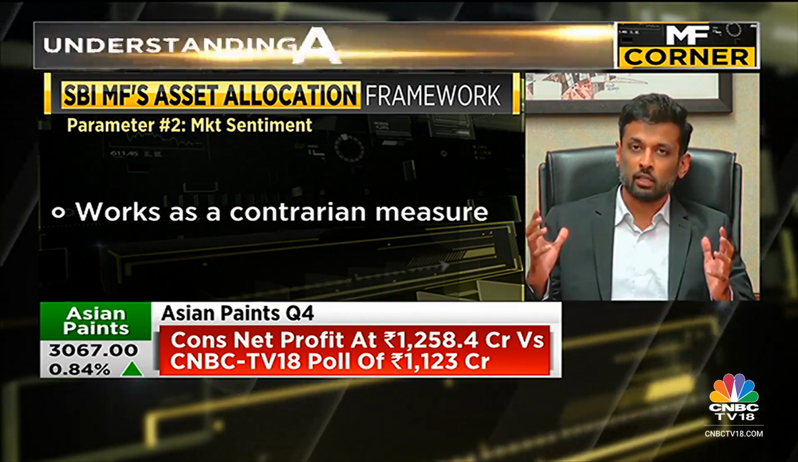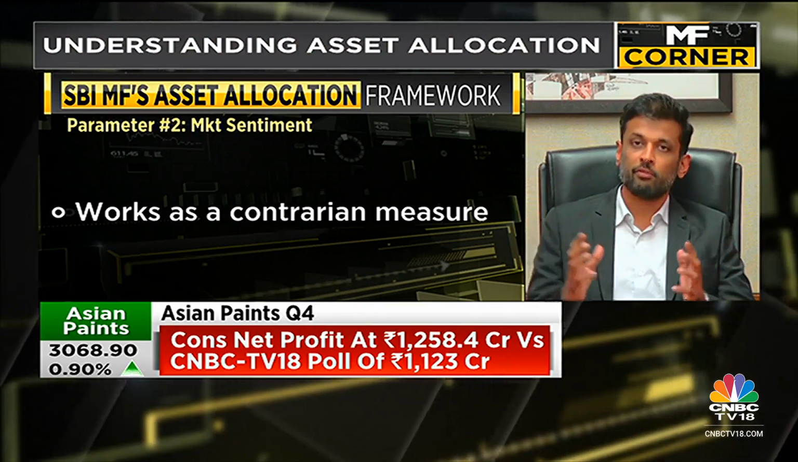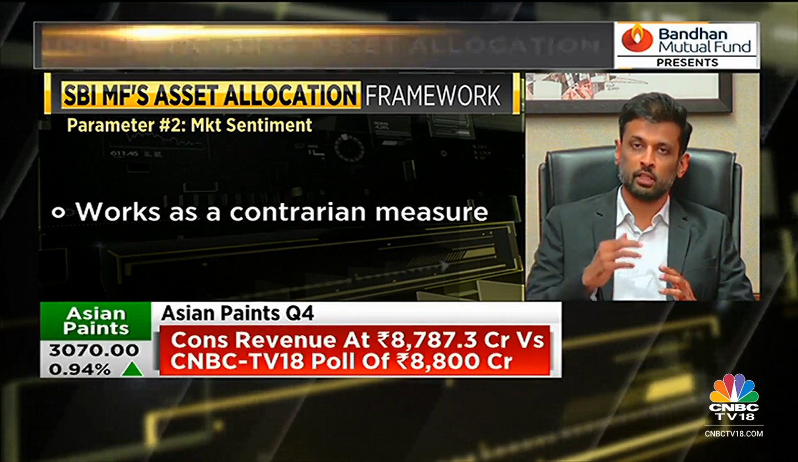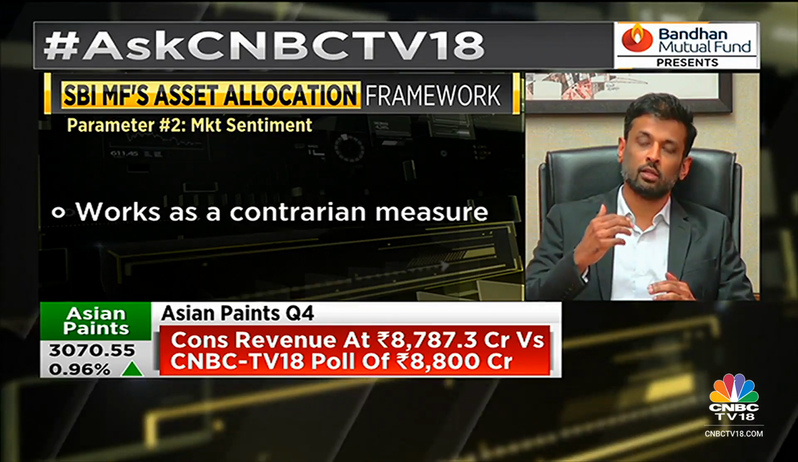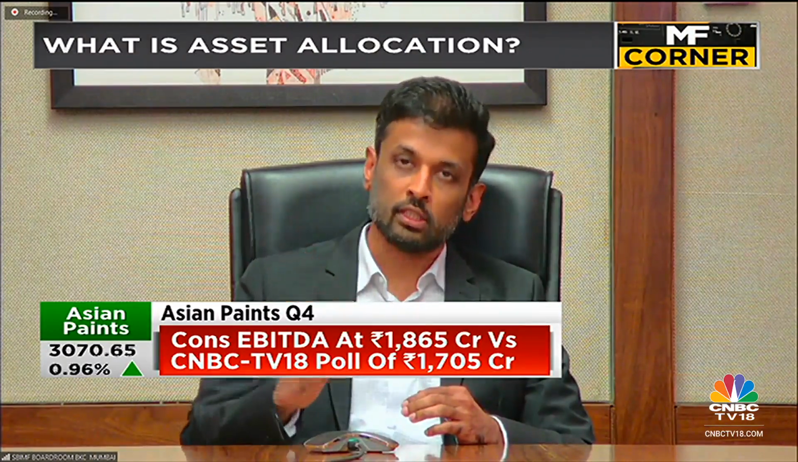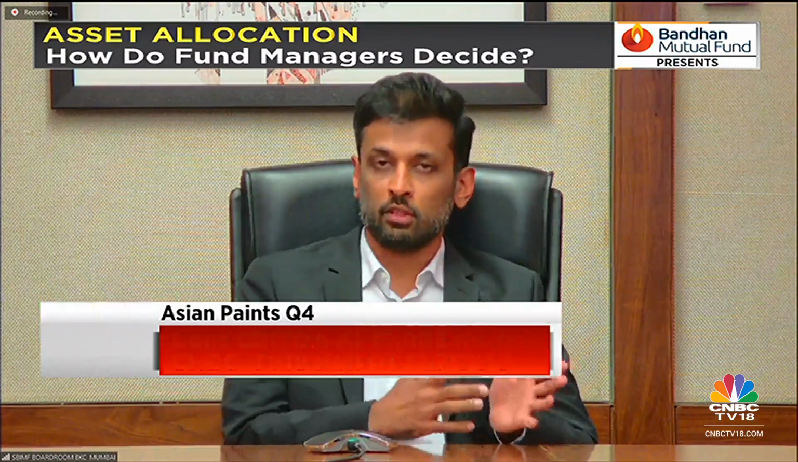So I think we combine 12 or a little over 12 such sub-factors into one market sentiment measure, and it works as a contrarian tool. When everyone is pessimistic, that's the time that you go in and increase equity allocation. When everyone is optimistic, that's the time that you try to reduce equity allocations. So that's the second piece: valuations, market sentiment.